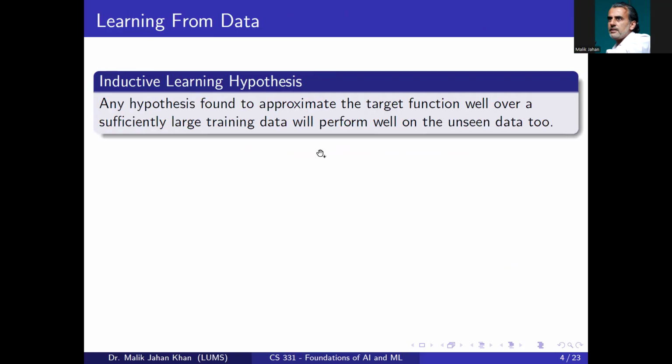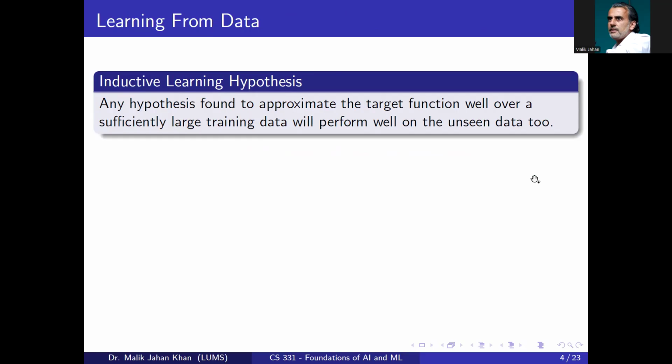Okay. Now from the machine learning perspective, inductive learning hypothesis is an important concept. And this hypothesis or this assumption is that any hypothesis found to approximate the target function well over a sufficiently large training data will perform well on the unseen data too.